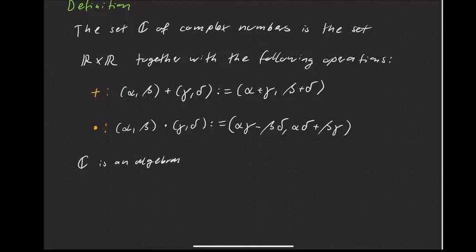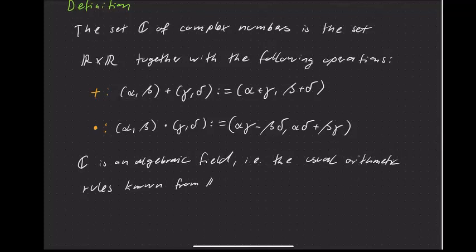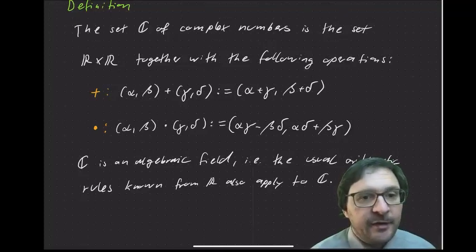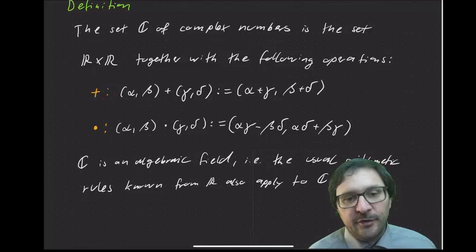C is an algebraic field, meaning the usual arithmetic rules known from R also apply to C, right? In particular, the distributive law applies for C. The multiplication and the addition are commutative, so you can exchange the order. Basically, you can compute over C the same way as you can compute over R.